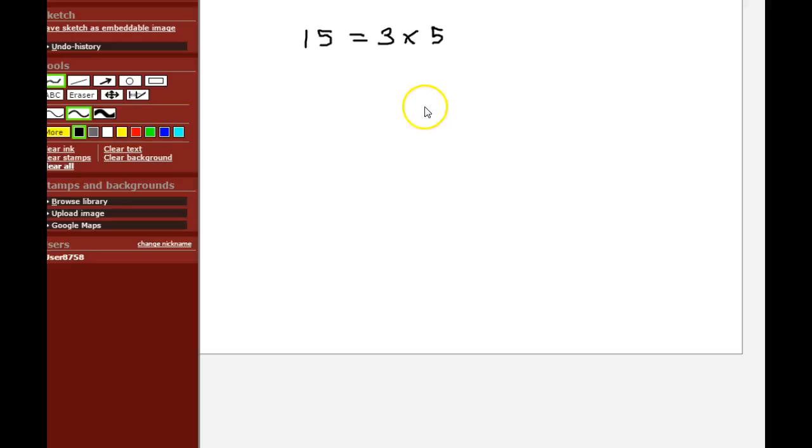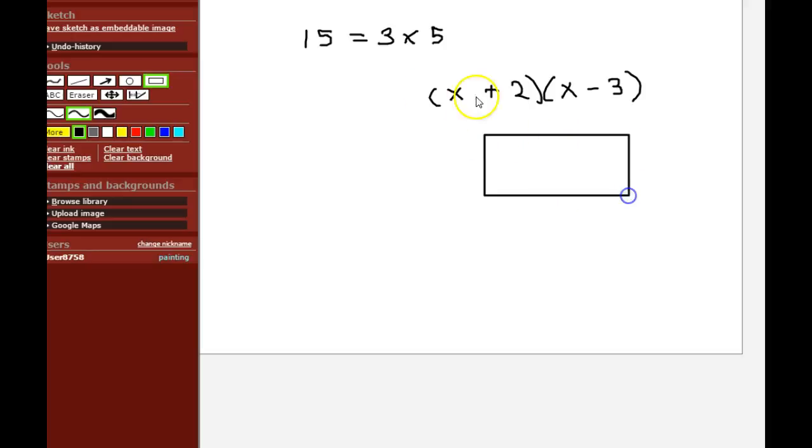So let's work backwards. Suppose we have the binomial x plus 2. Why is it a binomial? Because it has 2 terms. And x minus 3. Let's multiply these together. I'm just going to use the box method because it's what I prefer. You could use FOIL or the distributive method. So x plus 2 and x minus 3. Multiplying these together, you have x squared, 2x, x times negative 3 is negative 3x, and minus 6.